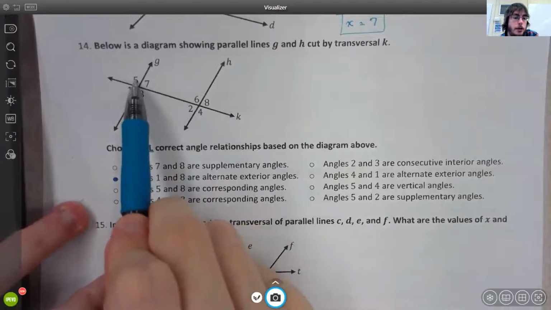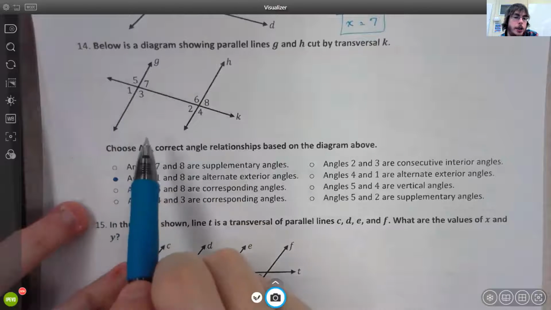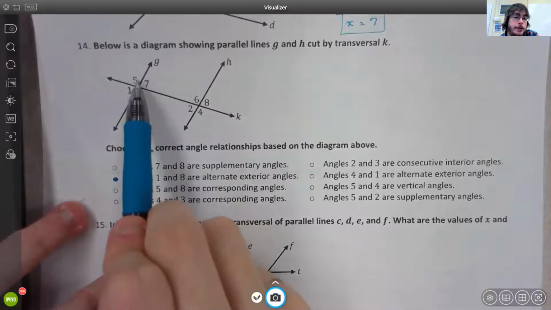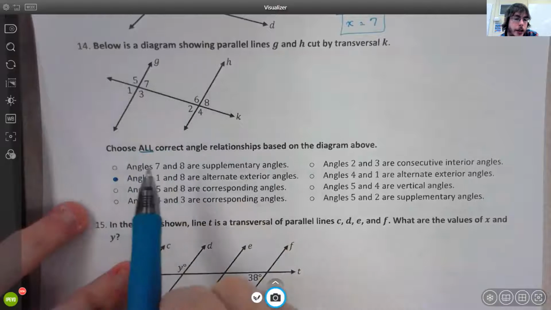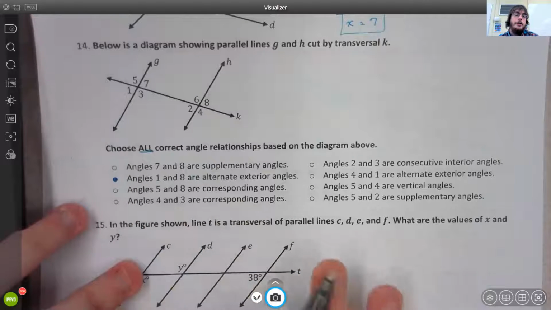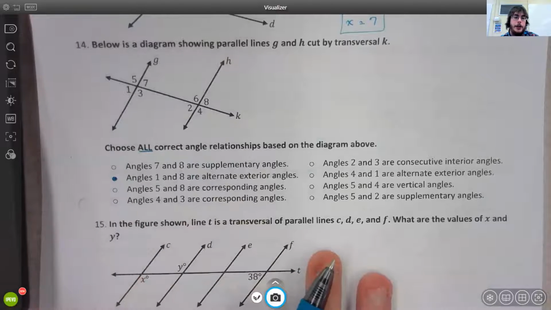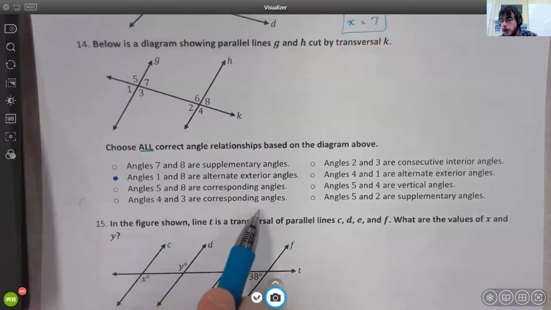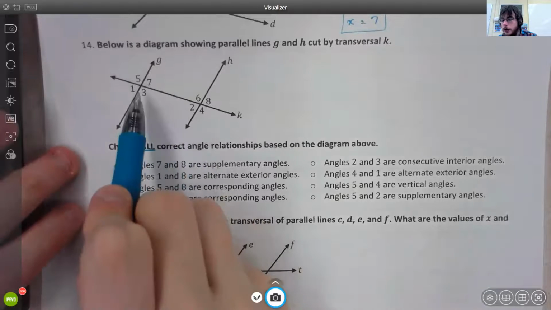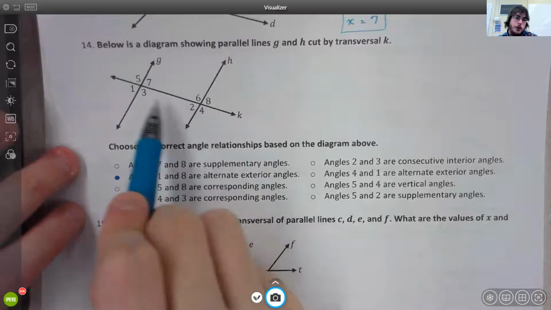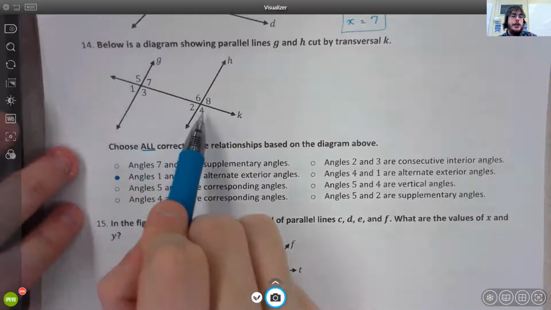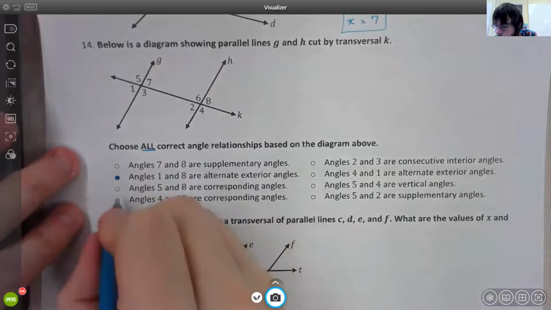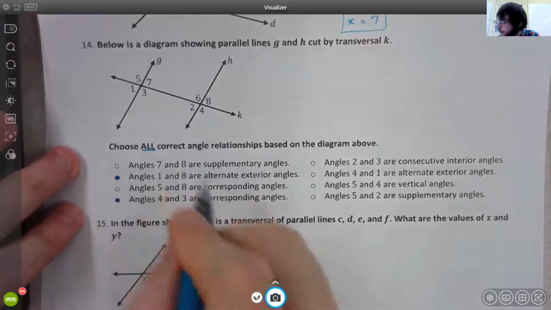But one needs to be in the interior and one needs to be in the exterior. But in this case, 5 and 8 are both in the exterior. So they aren't corresponding, they would be consecutive exterior angles. Next one, angles 4 and 3 are corresponding angles. 4 and 3 are on the same sides of the transversal. One's in the interior and one's in the exterior. So they are corresponding. So we can go ahead and bubble that one in.